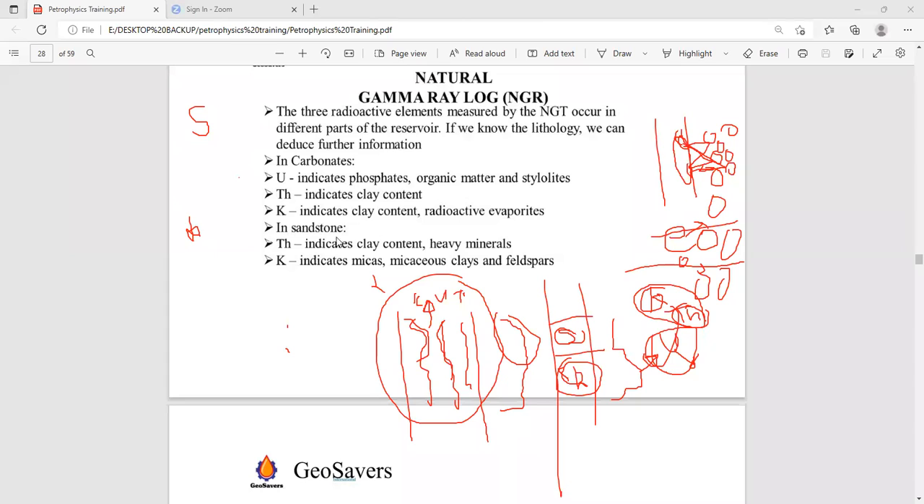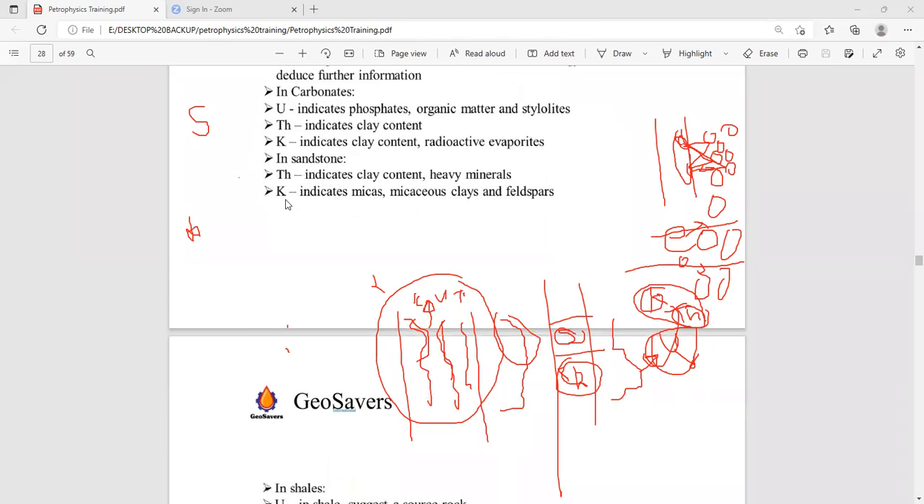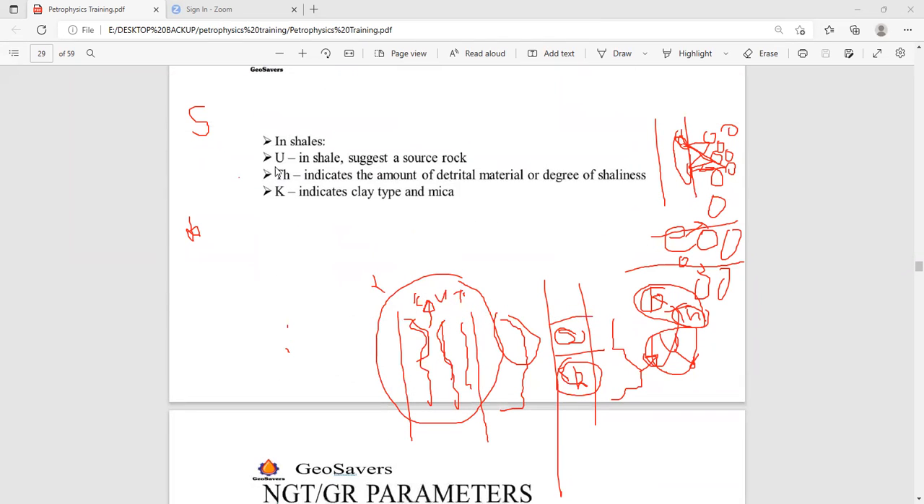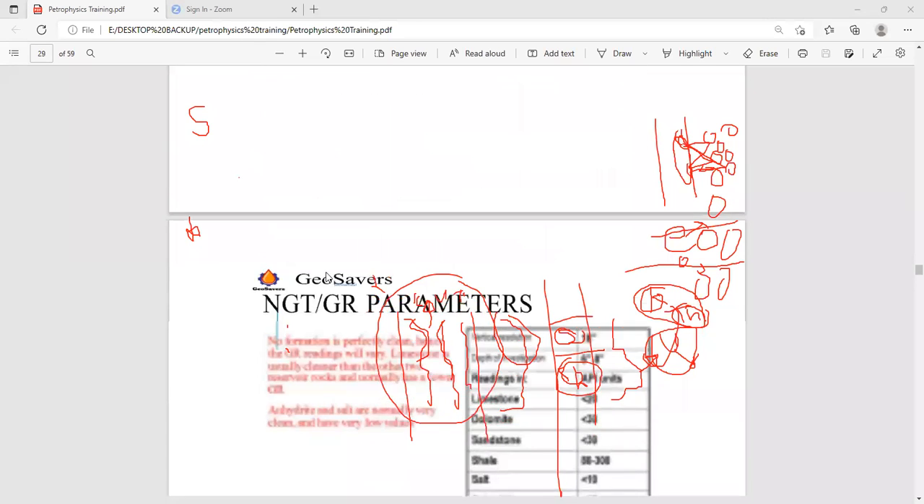So in a sandstone, we expect that thorium indicates clay content and heavy minerals. Potassium indicates micas, micaceous clays, and feldspars. This is exactly what I was explaining here about the NGT. So in a shale, I expect shale suggests source rock, definitely, and the thorium there indicates the amount of detrital material, and the potassium indicates clay type, mica, and so on.